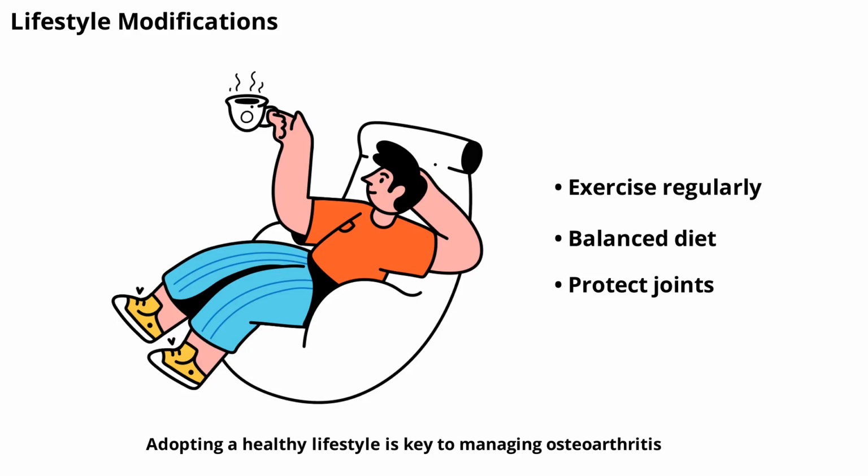Adopting a healthy lifestyle is key to managing osteoarthritis. Regular low-impact exercise, a balanced diet, and maintaining a healthy weight can slow disease progression. Avoiding activities that put excessive strain on joints and using proper techniques during movement can also help protect joint health.